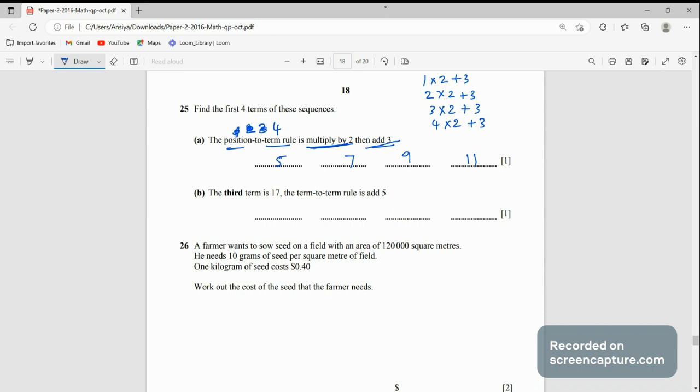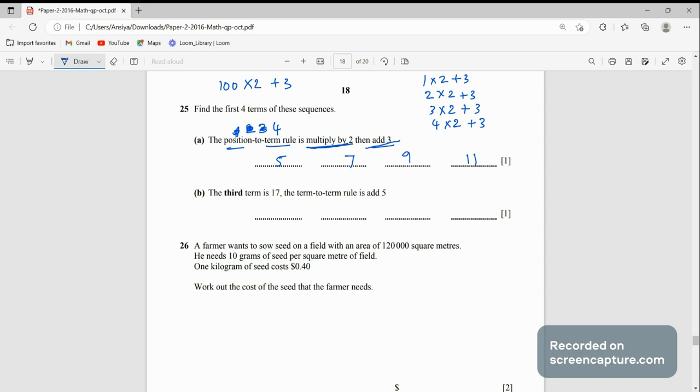If you want the hundredth position, what you will do? Think about 100, then multiply by 2, add 3. This is position to term rule. By knowing the position, we are finding the term. Position to term. Okay?